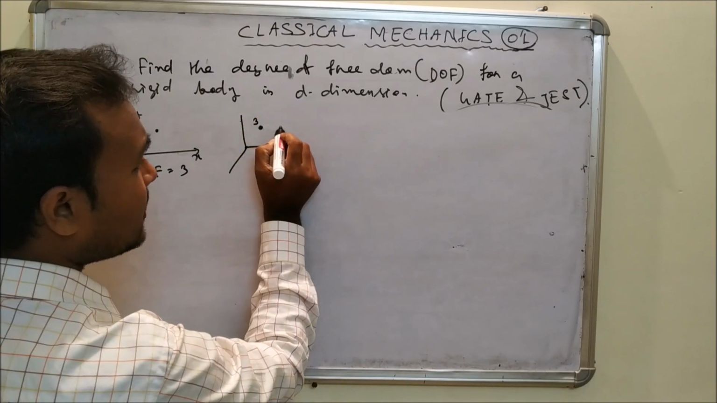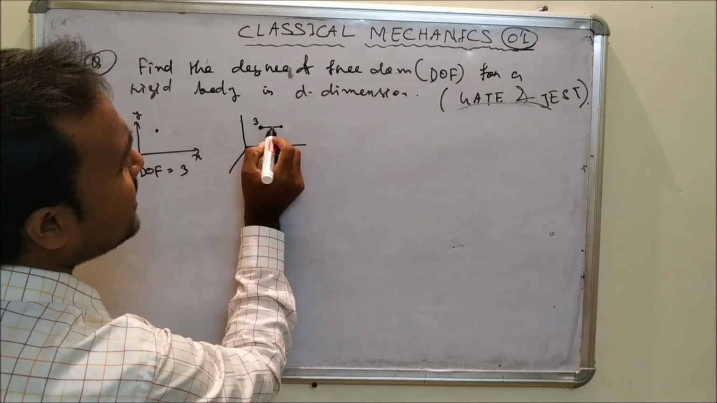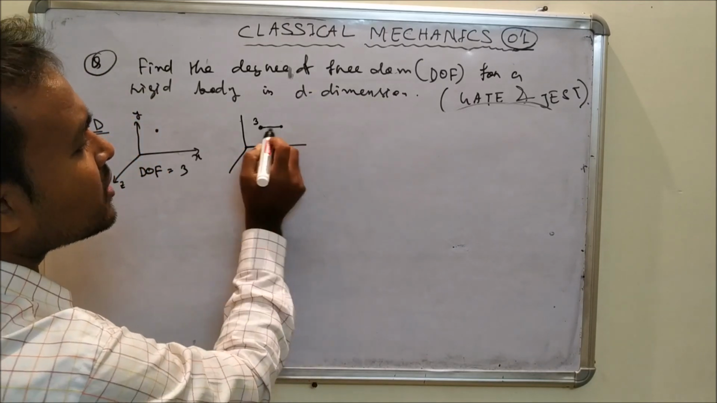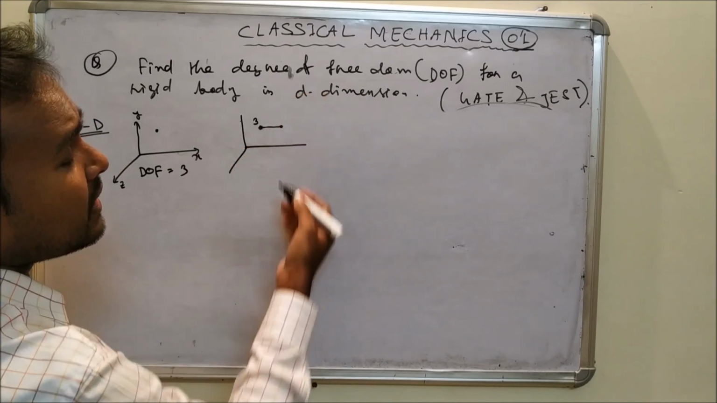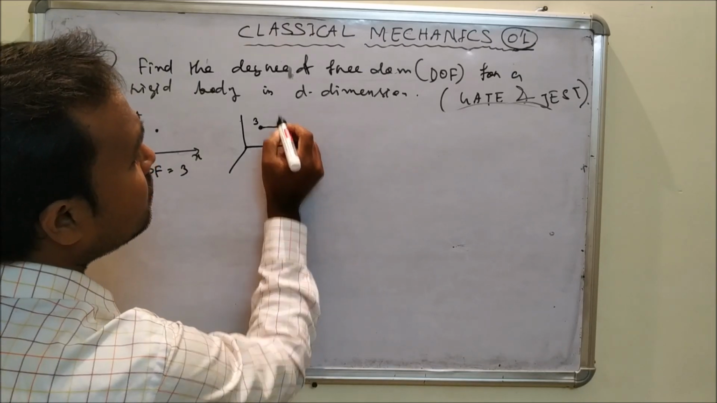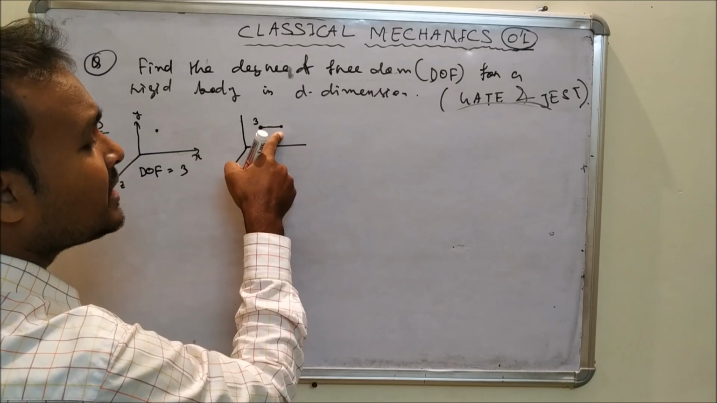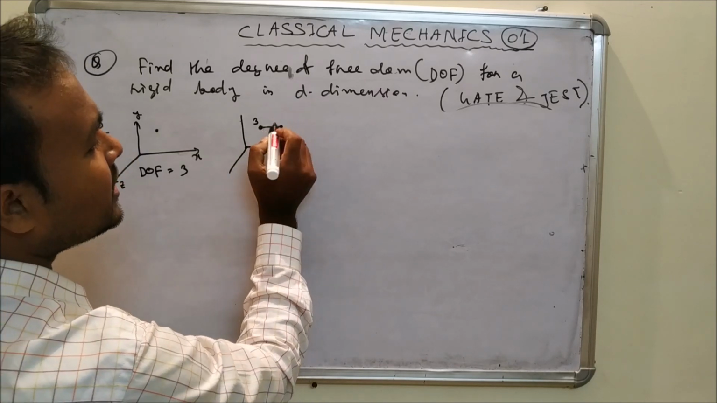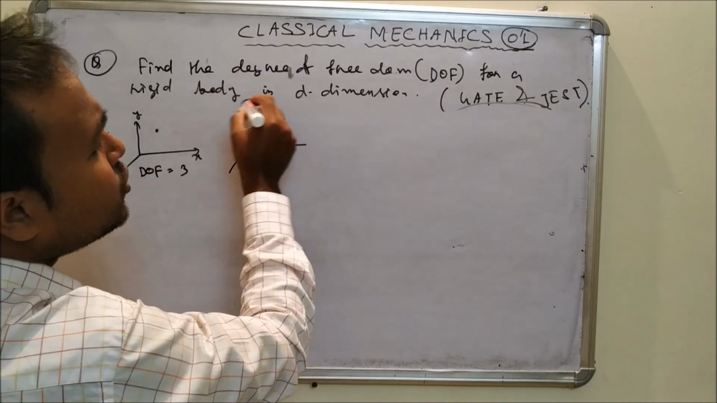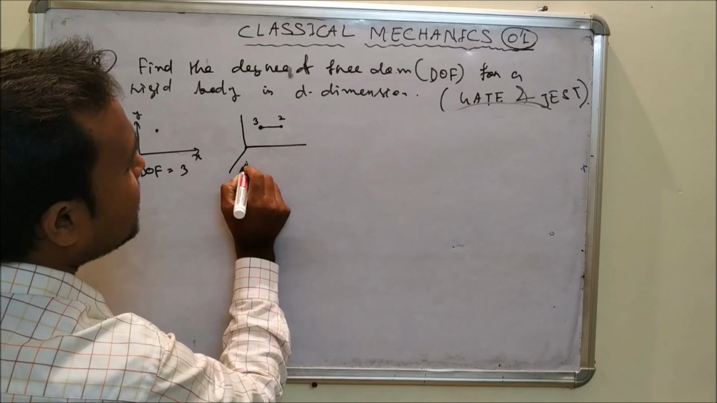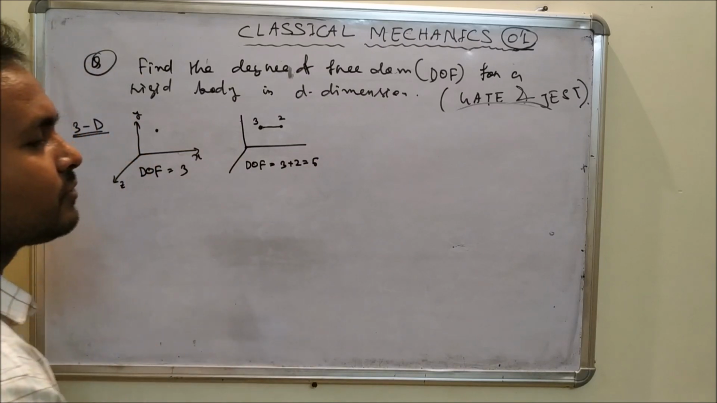Now if I bring another particle and attach it here, it means along the x-axis this particle cannot move independently, because it is attached to the first particle. What are the remaining independent directions? This particle can move in the y direction and in the z direction. So the independent ways of motion for this particle are 2. So the degree of freedom for this particle is 2. Now for a system of two particles, the total DOF is equal to 3 plus 2, that is equal to 5.